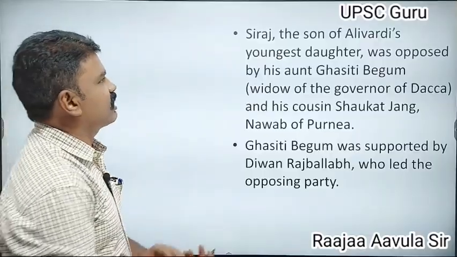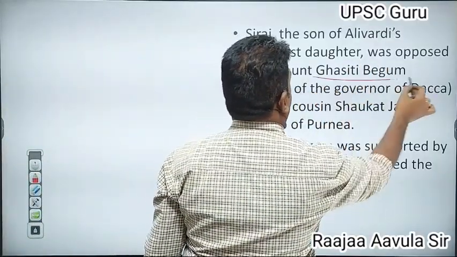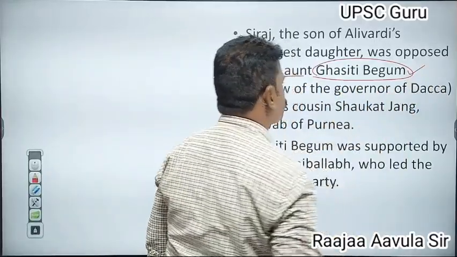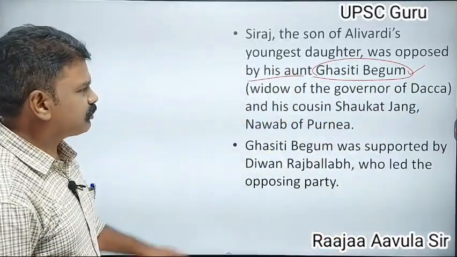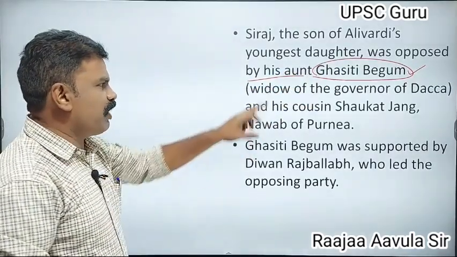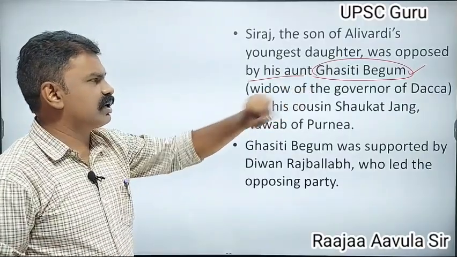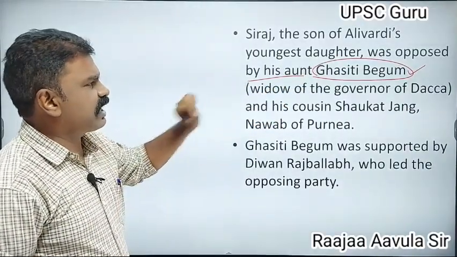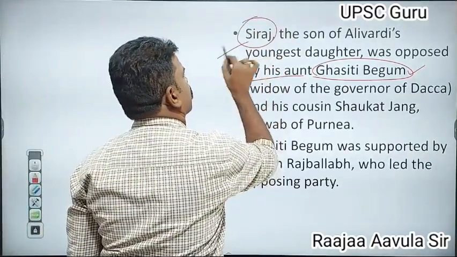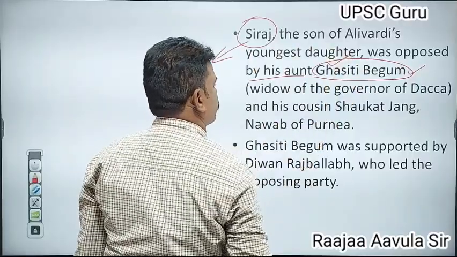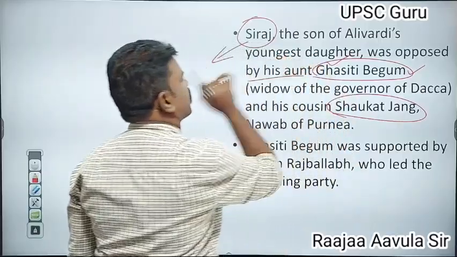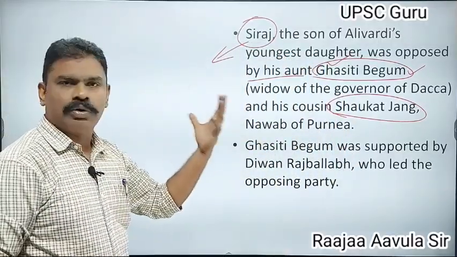Siraj, the son of Alivardi Khan's youngest daughter, was opposed by his aunt Ghasiti Begum. Ghasiti Begum was the eldest daughter of Alivardi Khan, the widow of the governor of Dhaka. She did not accept Siraj as Bengal Nawab. And his cousin Shaukat Jung was also not accepted.